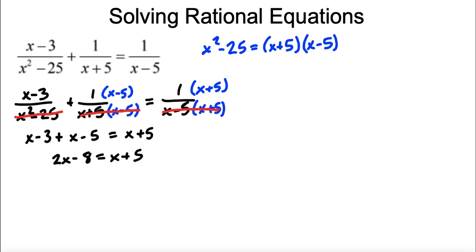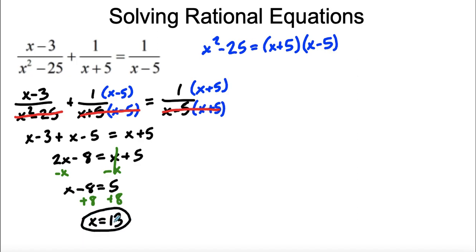All right, so I'm going to simplify here and solve. I'm going to move this x over to the other side. That's going to cancel and give me x minus 8 equals 5. Now I just move the 8 to the other side by adding 8 to both sides, and I get x equals 13.